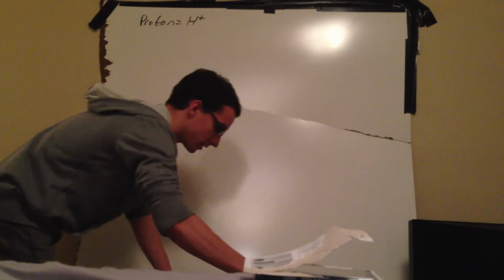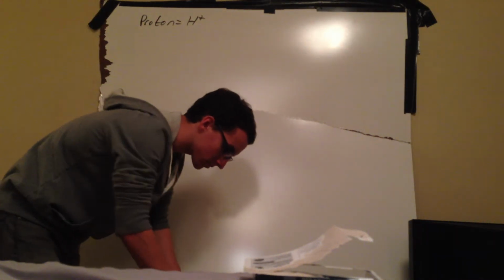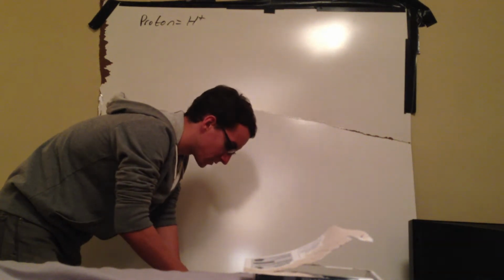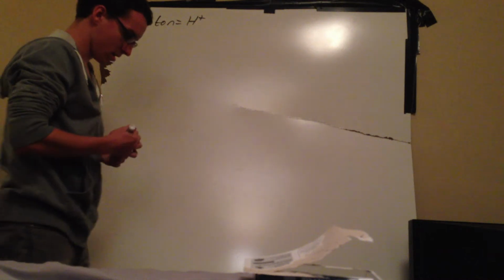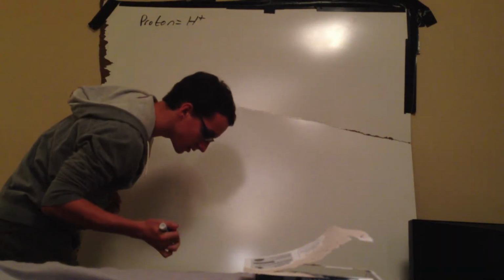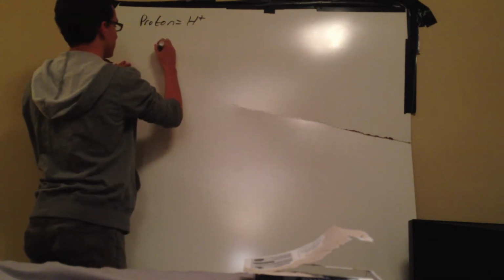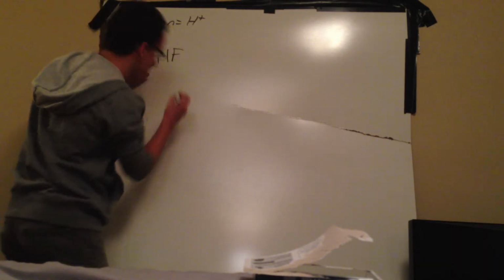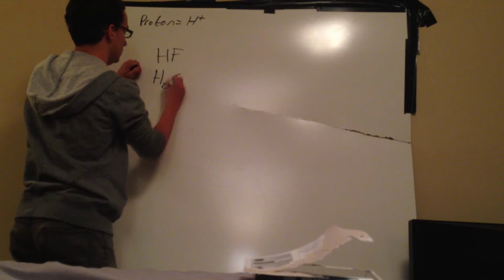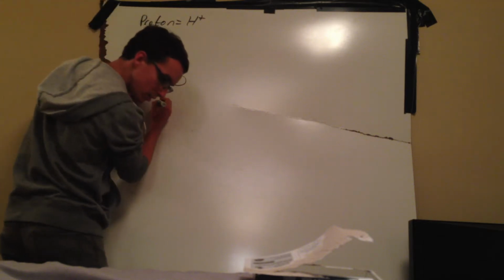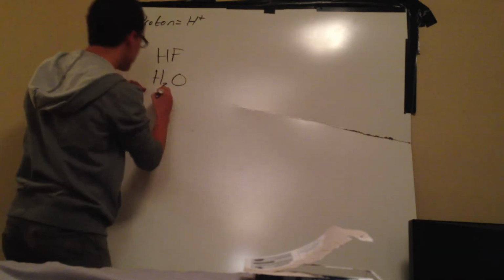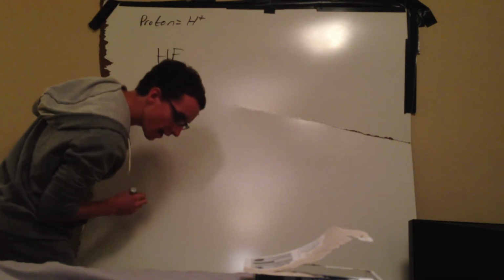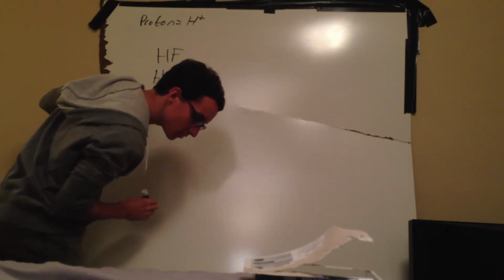Alright, next problem. Let me see here. Write the formula and the name for the conjugate base for each of the following. Okay, so we have HF. We have H2O. We have H2CO3. We have HSO4.